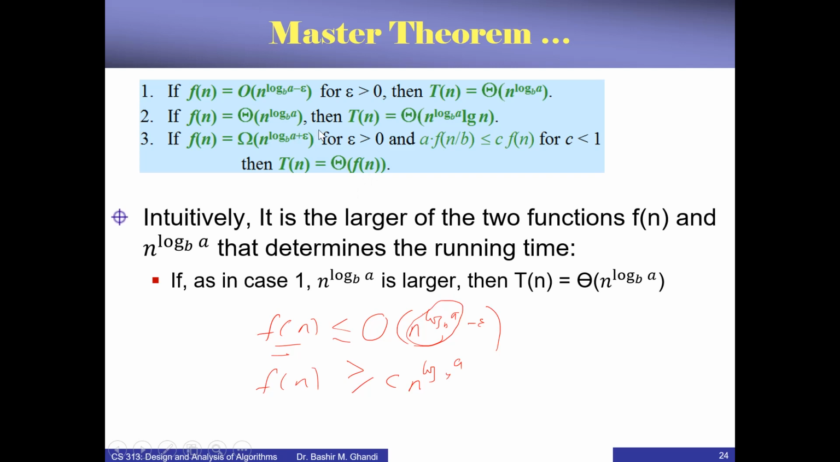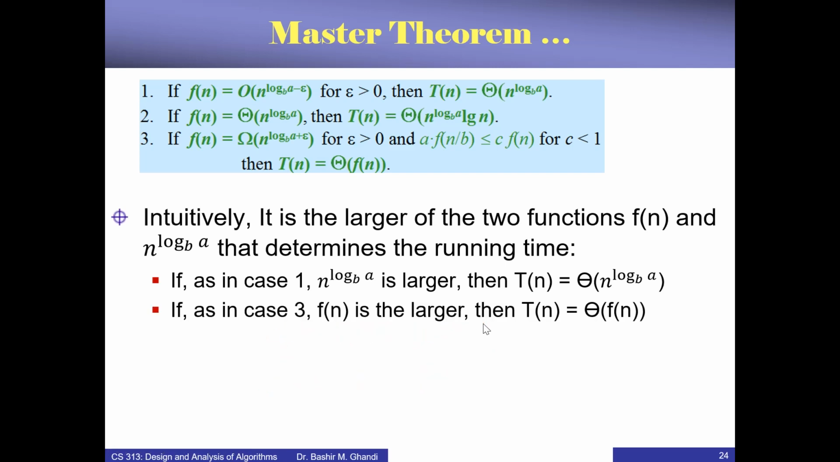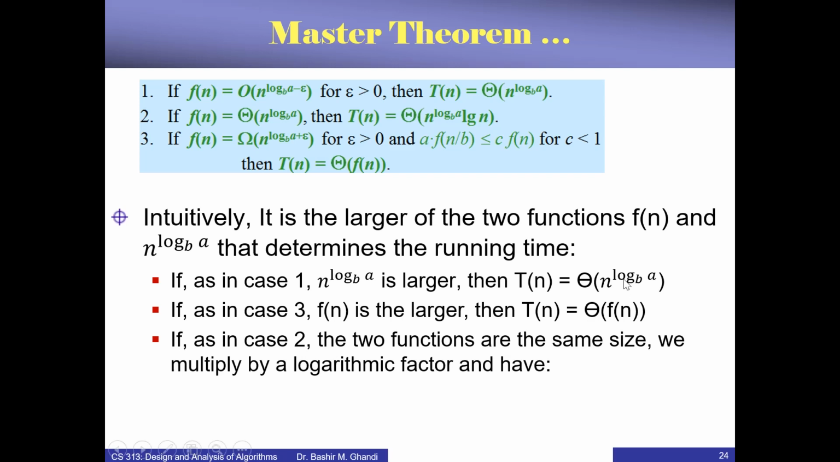The only thing to remember is there are 2 conditions to check here, not only that f(n) is this, but also this inequality is also true for some c less than 1. We will see many examples to show how this works, but basically we are saying that in case 3 it is the f(n) that is larger, and therefore T(n) is theta of f(n), whereas in case 2 the 2 functions have the same size.